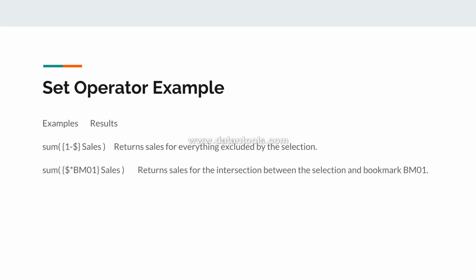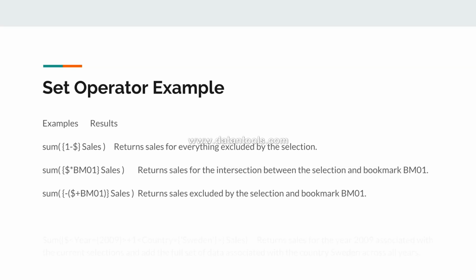Then you have dollar star BM01. It will return the sales for the intersection between the selection and bookmark 01. Then you have the exclusion operator, which is minus. It returns the sales excluded by the selection and bookmark 01. So everything that you select as well as the bookmark, it will exclude those sales.